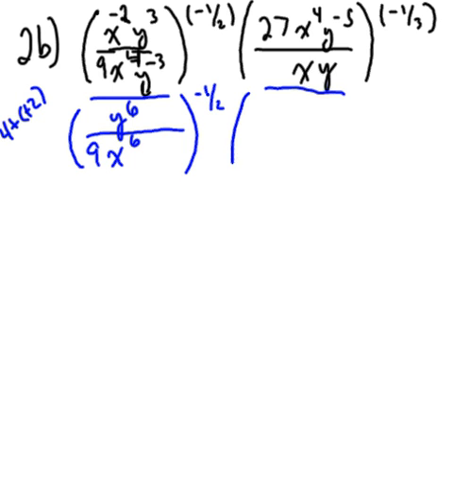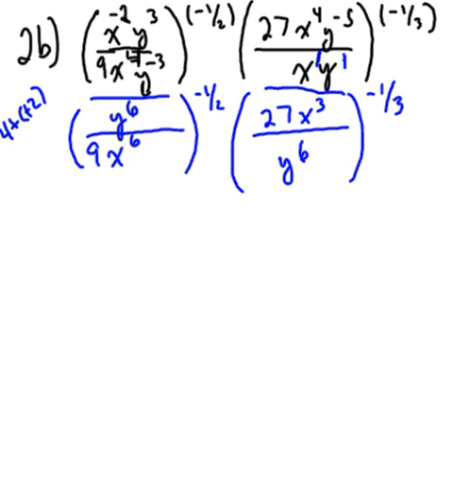And then we're going to do the same thing for the other parentheses. We're going to have 27. X to the fourth is bigger than x to the first. 4 minus 1 is 3, so you end up with x to the third. Y to the negative fifth is much smaller than y to the first, and so 1 minus a negative 5 gives you y to the sixth. And so that's the negative 1/3.